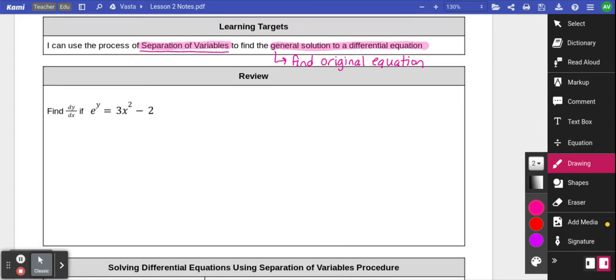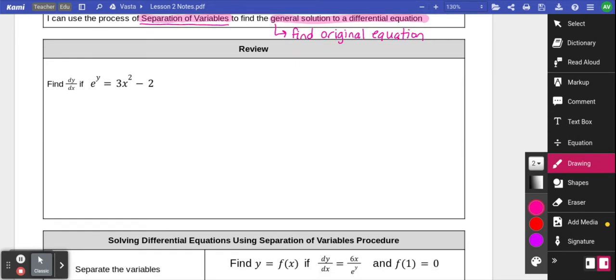And we want to start today with a little bit of a review. So what I want to review is finding the derivative of an equation that looks like this: e to the y equals 3x squared minus 2. Now, if you think way back to something we did a long time ago, we said when you want to find the derivative of an equation where y is not alone, there's a special rule we have to follow.